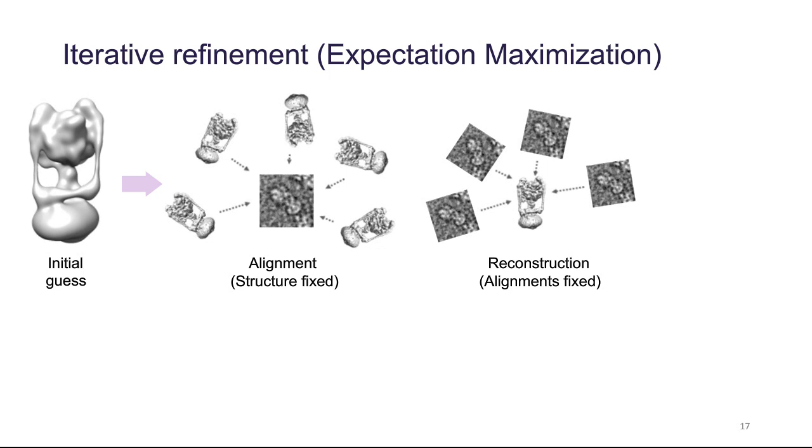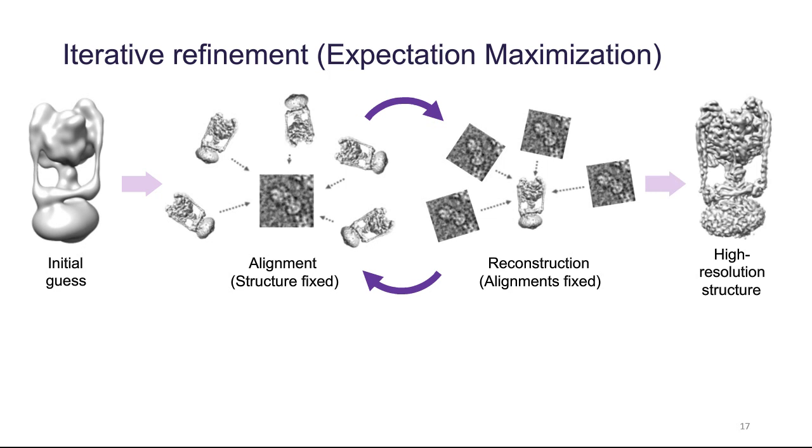These two steps are iterated, and the result is a high-resolution refined structure. The more general name for this algorithm in statistics is expectation maximization. You may often hear people talk about maximum likelihood methods or Bayesian methods for cryo-EM structure determination. In fact, these are all closely related in that they are all simplifications of various degrees of the expectation maximization algorithm that is a staple in statistical inference theory.